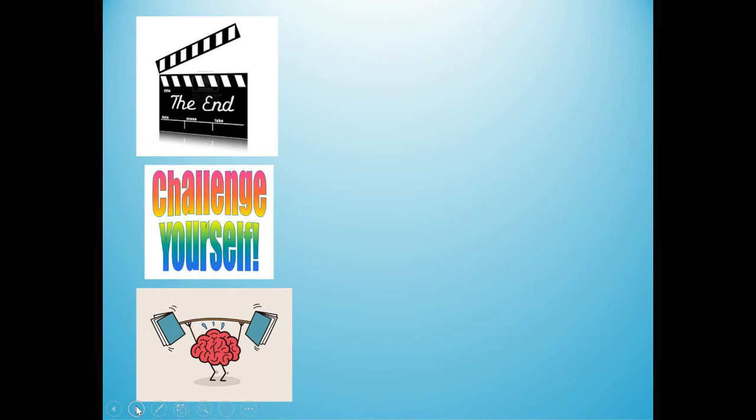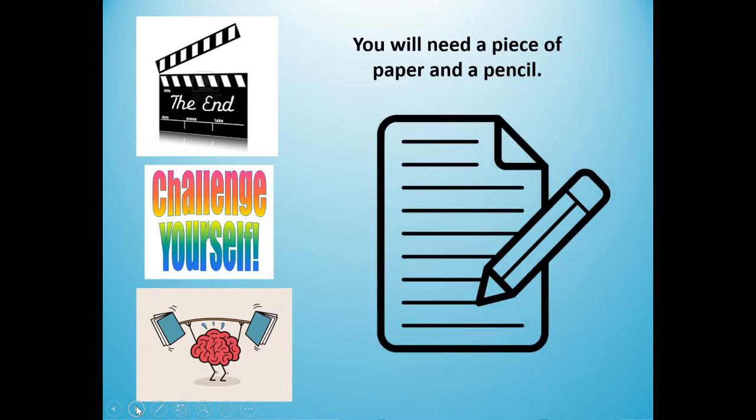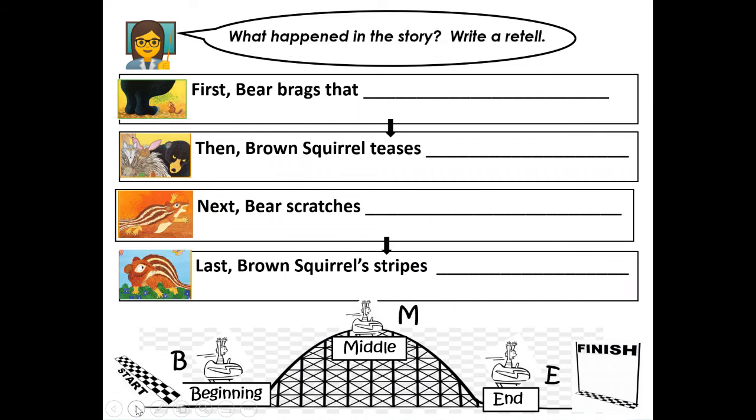It's time to challenge ourselves with our paper and pencil. You will need that paper and pencil that you got. If you haven't already gotten your pencil and paper, push pause and get it. And when you're ready, push play. So again, you're going to answer this question, what happened in the story? Write a retell. We're using our colors green, yellow, and red.